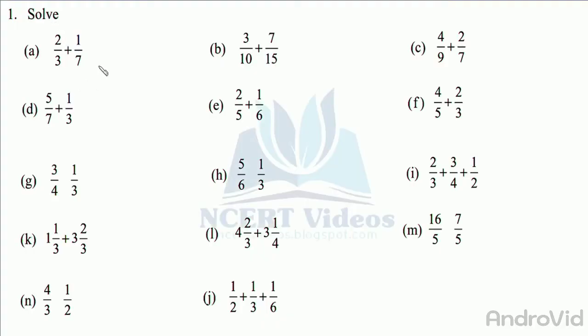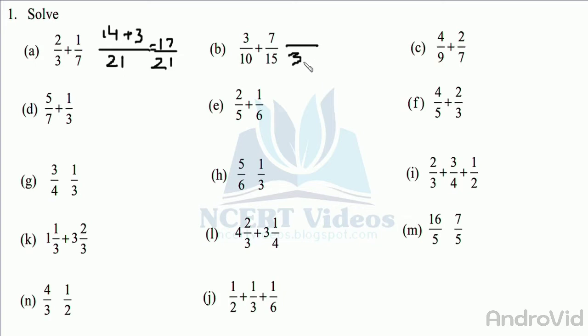Question 1. Solve 2 over 3 plus 1 over 7. LCM is 21. 3 7s are 21, 7 2s are 14, plus 7 3s are 21, 3 1s are 3. Therefore, 17 over 21 is your answer.